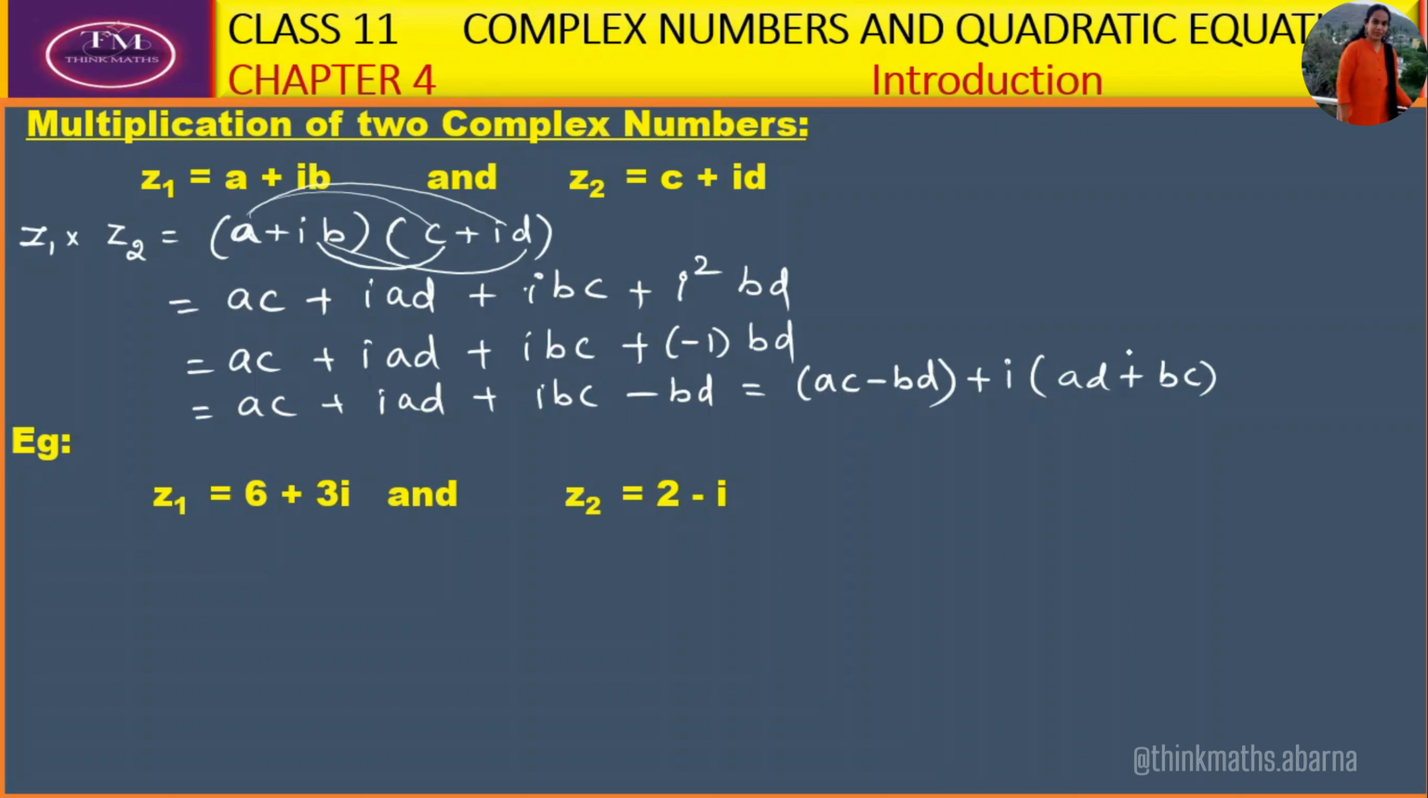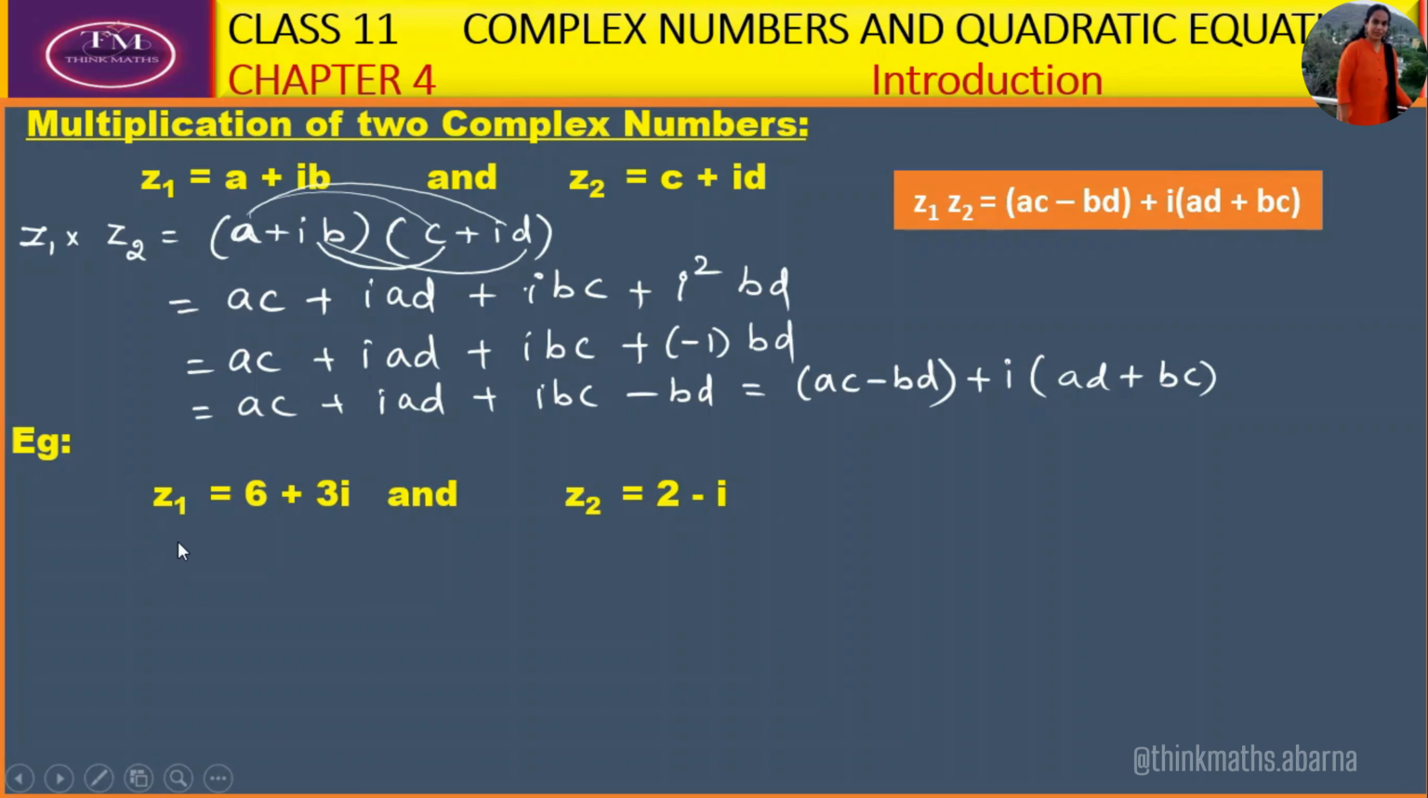So if you remember this formula, you can apply it directly or you can just multiply this way. Okay, you can apply this formula and find, or multiply this directly and find out the result. So the formula for multiplying is Z1 Z2 is equal to AC minus BD plus i into AD plus BC. Clear, children? Now let us do this for an example.